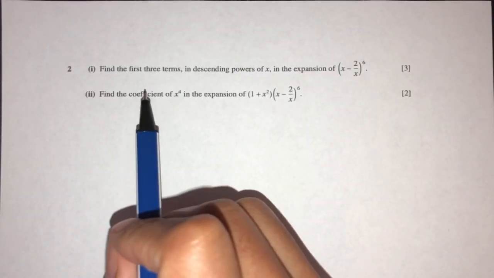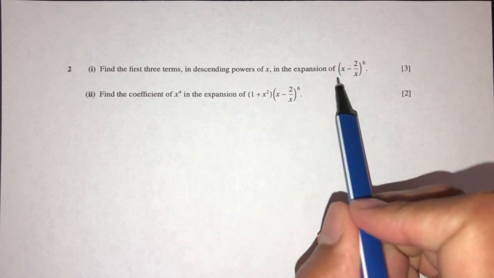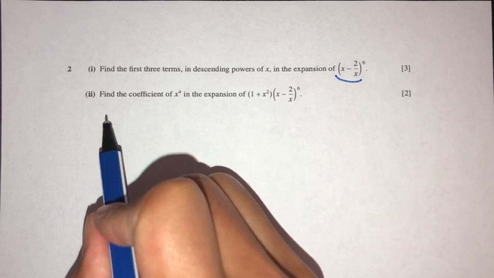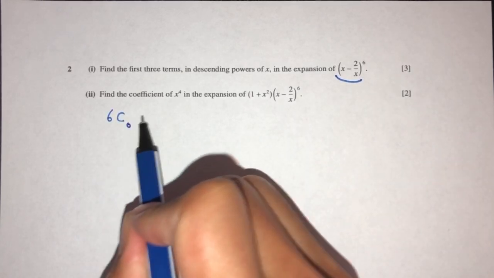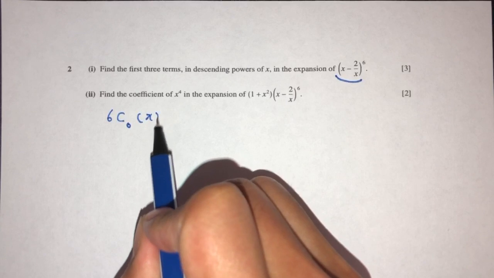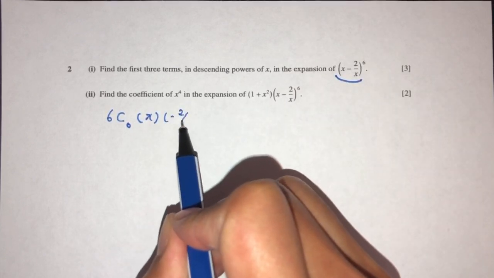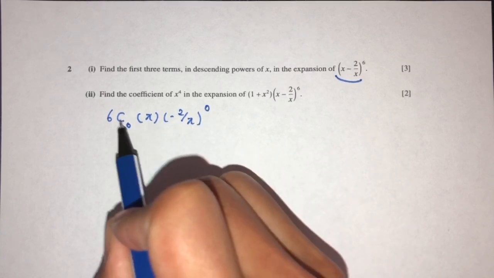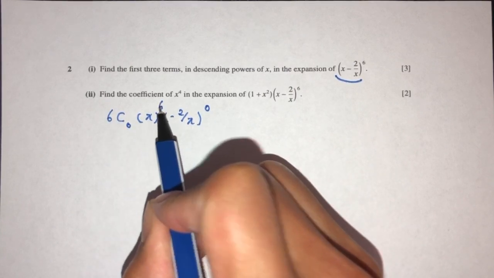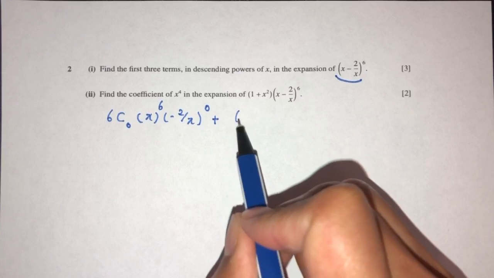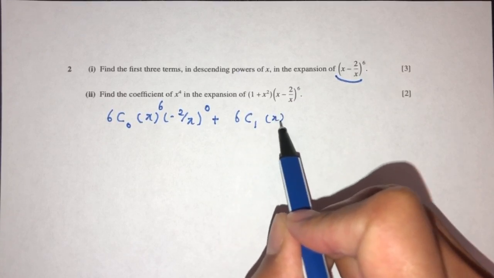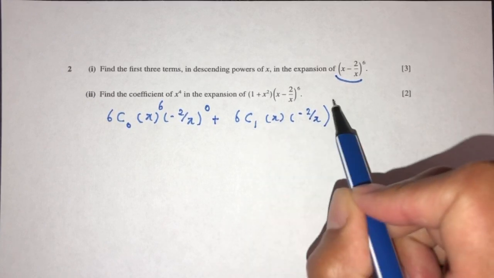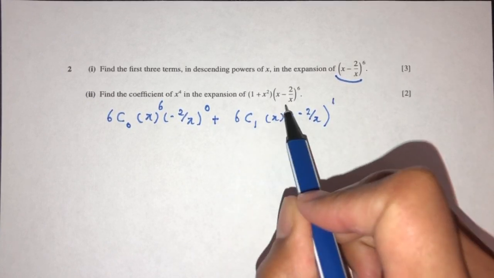So find the first 3 terms in descending powers of x of this expansion. So pretty easy. We'll just have to expand the first 3 terms. You will have 6 choose 0. Here we have x, and here we have minus 2 over x. Because we have 0 here, here will be 0 as well, and here we have 6 minus 0, that should be 6. And then we have 6 choose 1, x here, and minus 2 over x. Here we have 1, that will be 1, and here we have 6 minus 1 is 5.